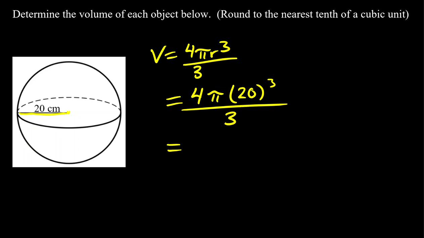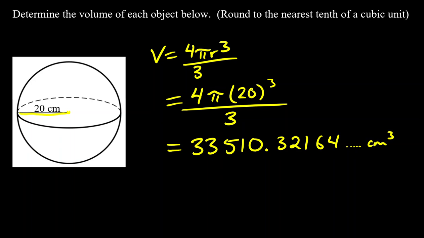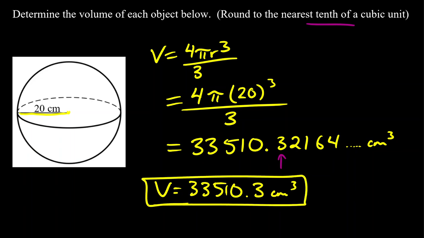We should get 33,510.32164 and so on, centimeters cubed. Since we want to round to the nearest tenth of a unit, the 2 as our next digit is not a 5 or higher, so we'll stay as a 3. So the volume of this sphere is 33,510.3 cubic centimeters. Perfect.